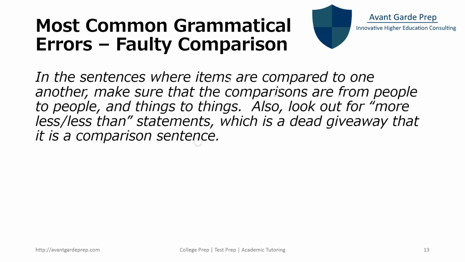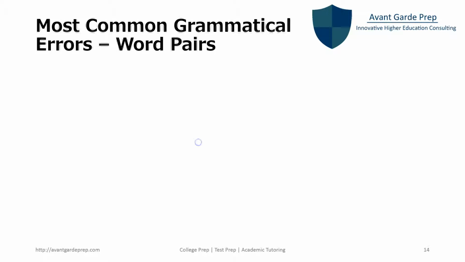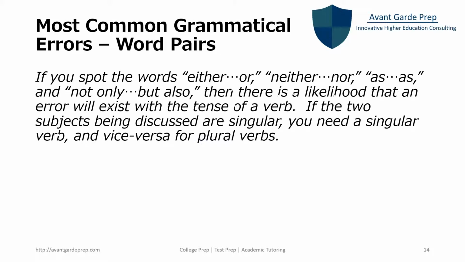Faulty comparison. In the sentence where items are compared to one another, make sure that the comparisons are from people to people and things to things. Also look out for more, less, or less than statements, which is a dead giveaway that it's a comparison sentence. Next up we have word pairs. If you spot the words either or, neither nor, and not only but also, then there is a likelihood that an error will exist with the tense of the verb. So if the 2 subjects being discussed are singular, then you obviously need to have a singular verb. If they are plural, then you need to have a plural verb.